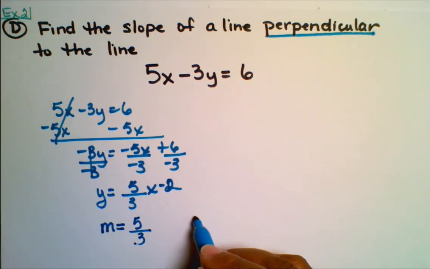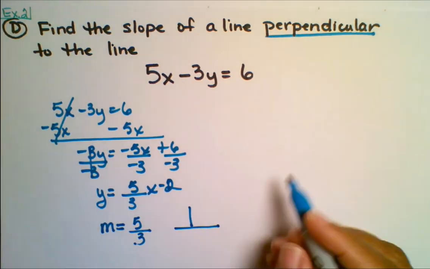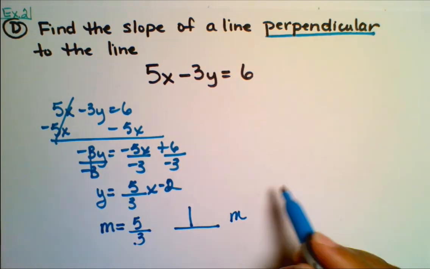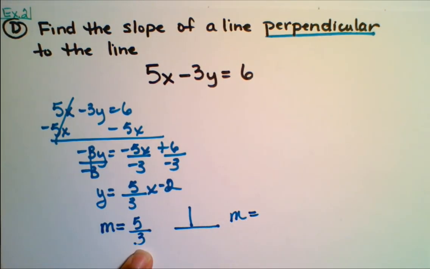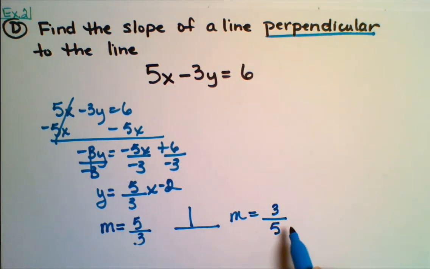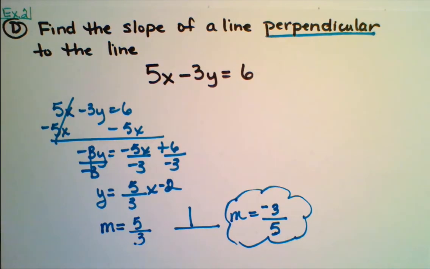But we're looking for a perpendicular slope to this equation. So the perpendicular slope, and this is a symbol for perpendicular, we're going to take the reciprocal of 5/3, which is 3/5, and we're going to negate it. So we'll attach a negative to it. So the slope is negative 3/5.